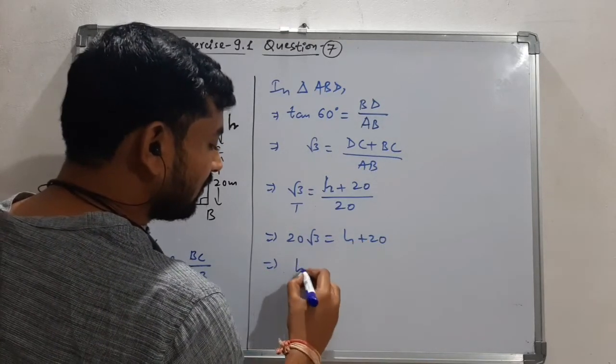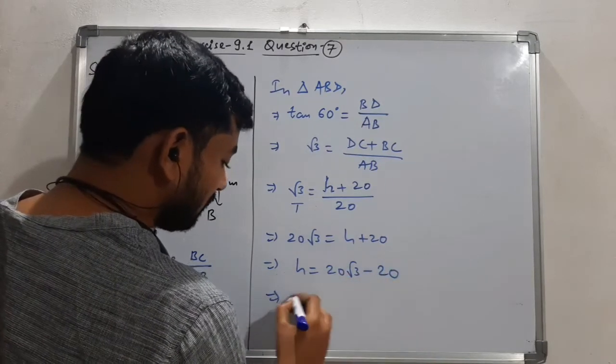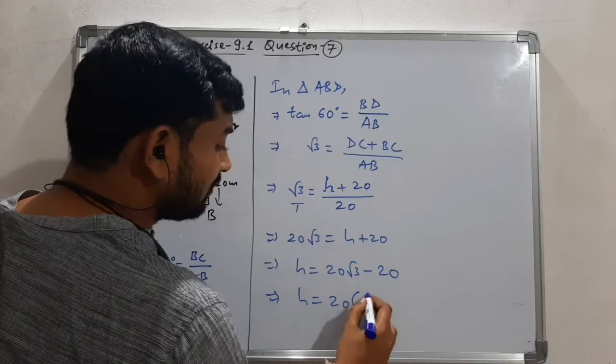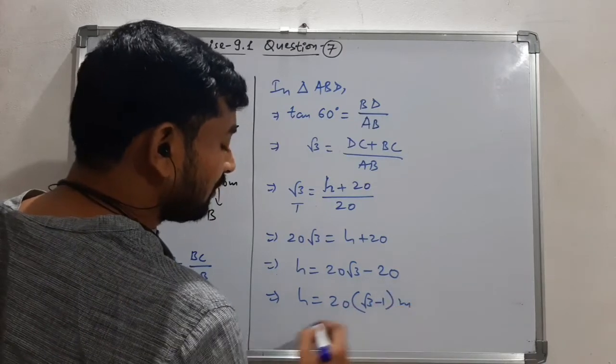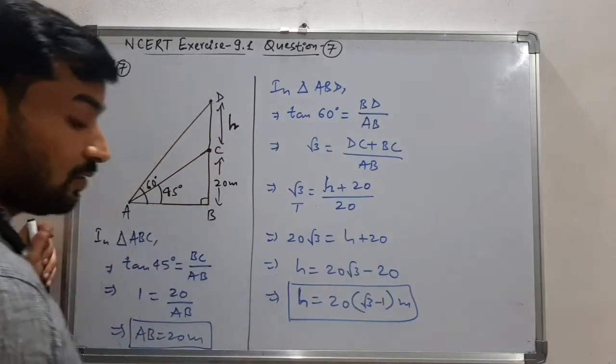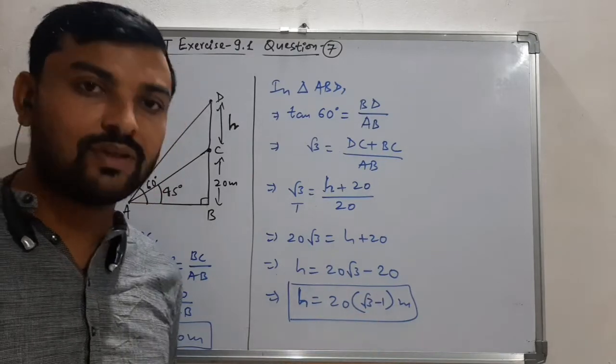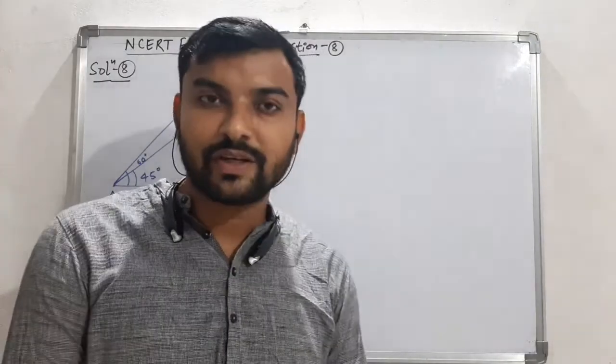So from here the value of H will come out to be 20 root 3 minus 20. If we take 20 common in this, we will get root 3 minus 1. So the height of the tower, which is fixed over the top of the building, is 20 multiplied by root 3 minus 1. So now let us come to question number 8.